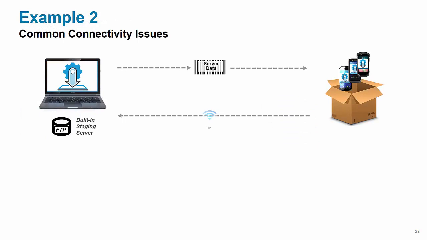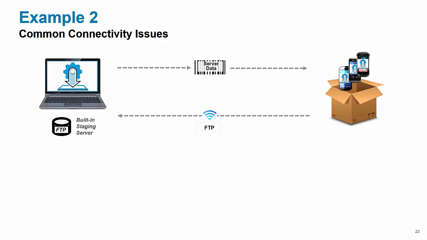Our previous example already touched on the connectivity. Let's take a deeper look. This is a reminder of how StageNow usually gets the data. The scanned barcode contains the IP address of the StageNow FTP server, where the rest of the information can be downloaded. What can go wrong with this network access model?